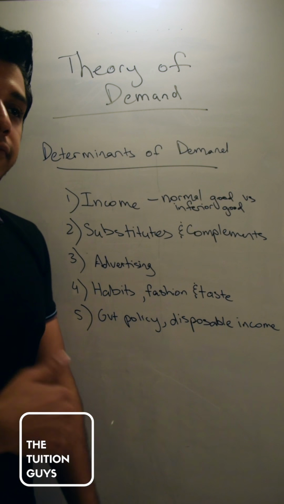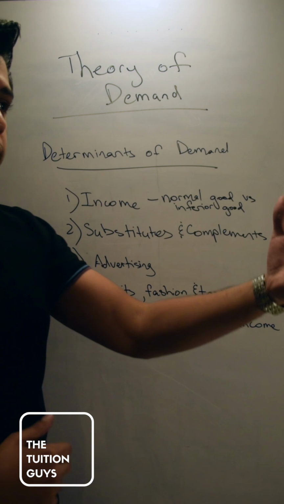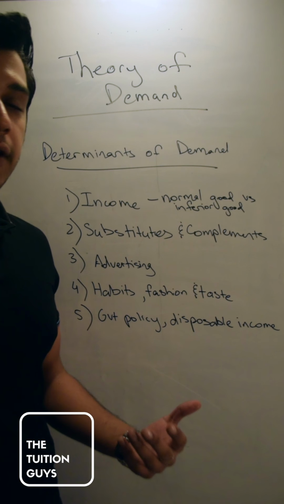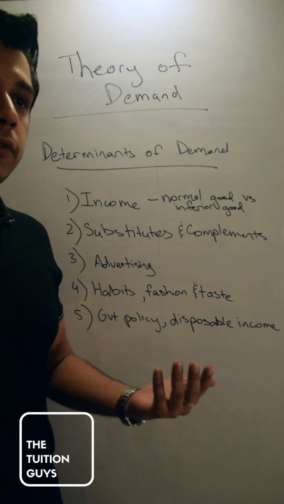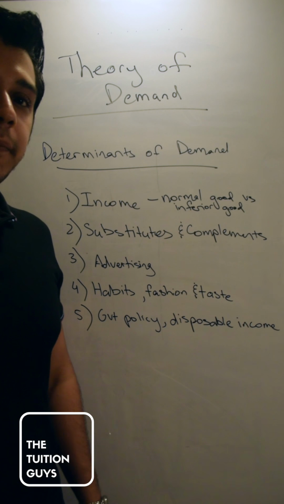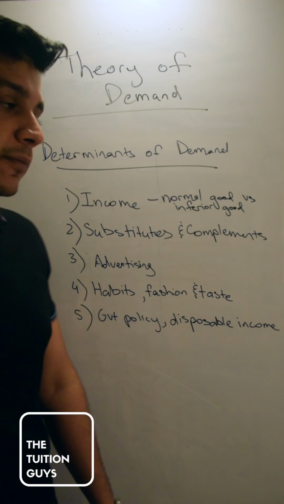If I get more income, if I'm making more money, I might demand more of something and less of something else. Let's say I was driving a bike before, and now I have more money to buy a car. So that car becomes a normal good for me because I can afford it now. But the bike becomes inferior because I don't feel like I need it anymore.